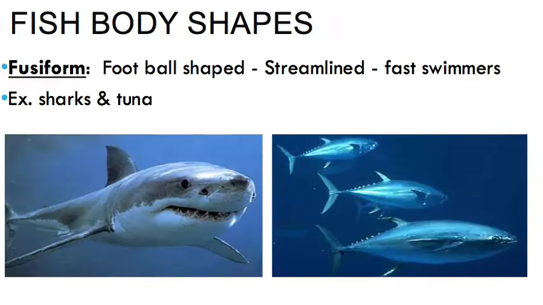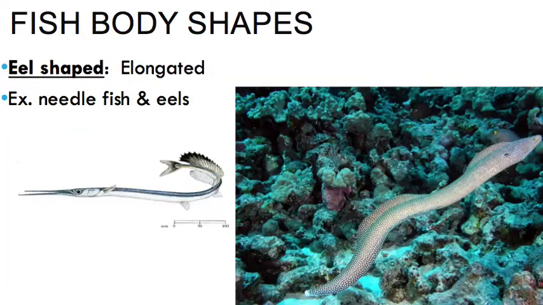All right. Moving on to fish body shapes. The first body shape is the fusiform shape. It's a very football-like shape fish. They're generally found on very fast-swimming fish like sharks and tuna. And you can see that it's narrow at both ends and then fatter towards the middle like a football. The next one is the eel-shaped fish. They're elongated fish, obviously eels, and needlefish are this shape as well, like this guy here is a needlefish.